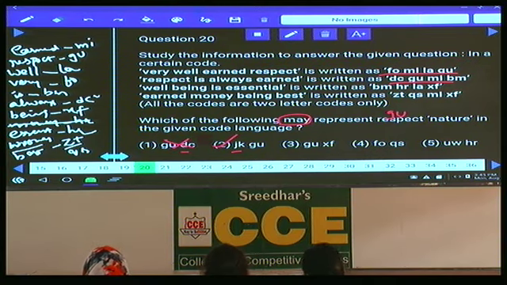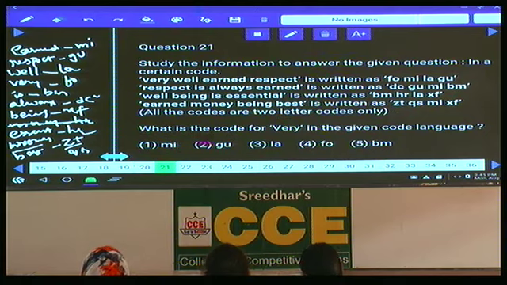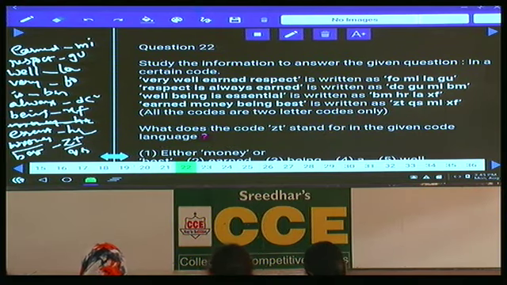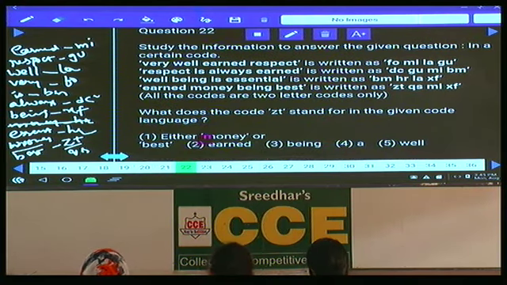Then next one, 21st. Now in question number 21, what is the code for very? Yes, tell me what is the code to this word very here? Very is FO, choice 4. Then 22nd, and what does the code ZT stand for?